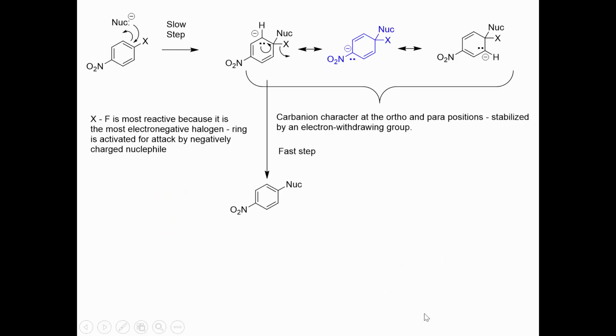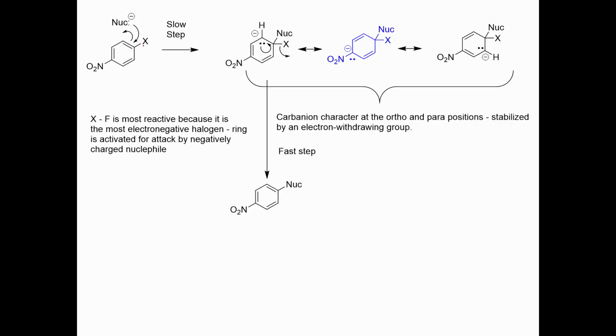Okay, so here is the mechanism for this reaction. We're undergoing a slow step here where we're adding the nucleophile to the benzene ring to make a carbanion. Okay? All right, so the carbanion is now produced, and in the fast step, this carbanion is going to eject the leaving group to provide the substituted compound. Okay, so fluorine is the most reactive because it's the most electronegative halogen.